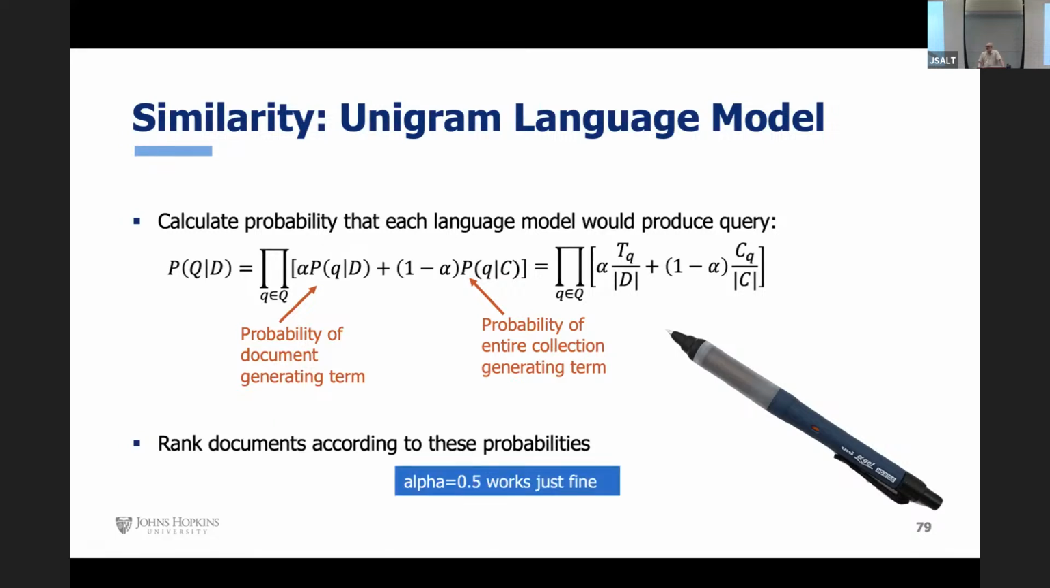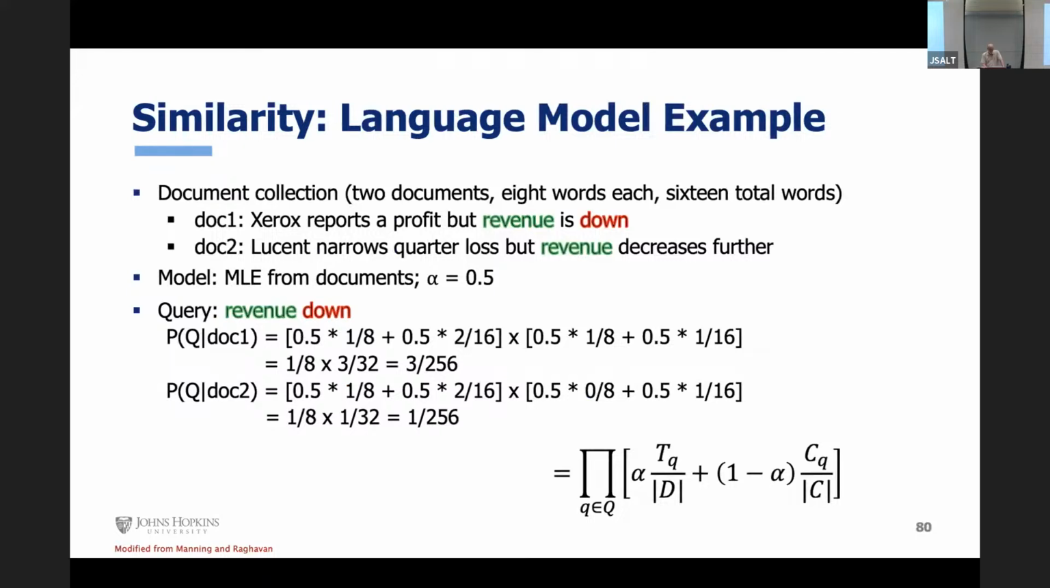There was a lot of scuffle back in the day over what the best value of alpha was. Just use 0.5. If you're going to do this, just use 0.5. It works fine. You might gain a point of performance, but it's not worth it.